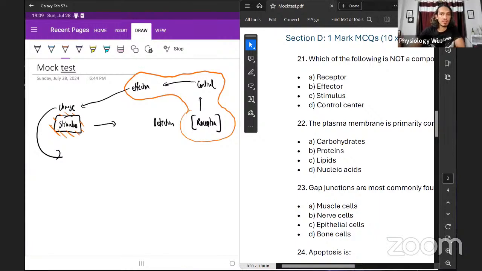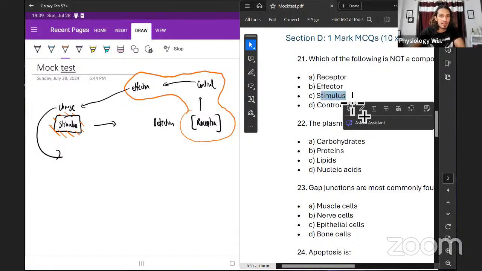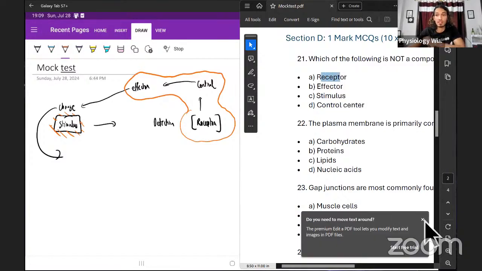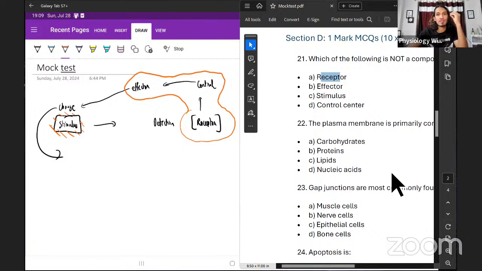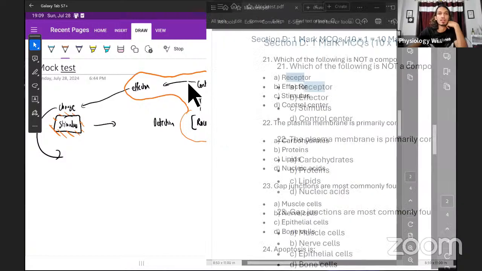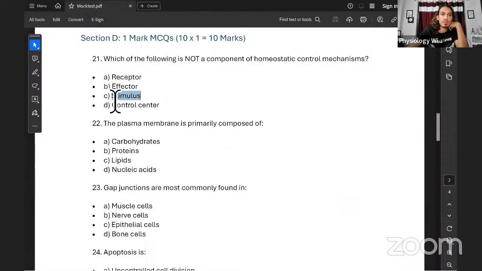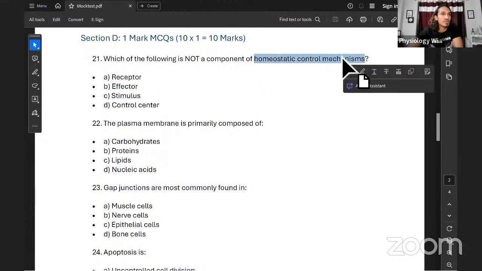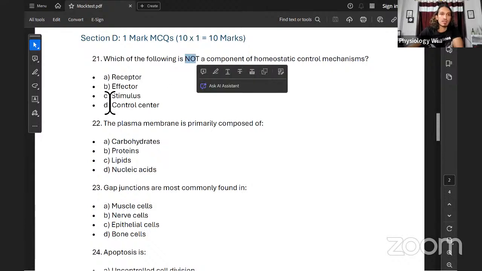So I'm telling you this because some students, when they look at this question, they might go for the answer stimulus because stimulus and receptor, all of that might seem similar. Okay, I'm just guiding you because these are common mistakes that I see students making. All right, so here the answer would be stimulus because that is an external factor, not inside the homeostatic control mechanism. Okay, so which is not, this is the answer.